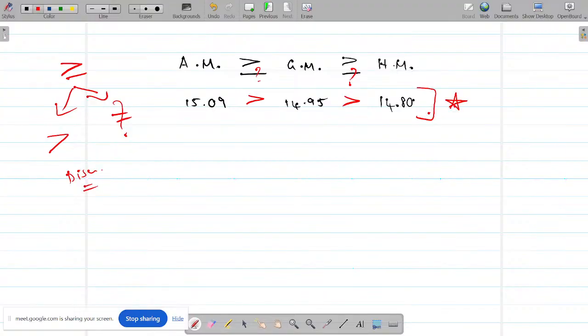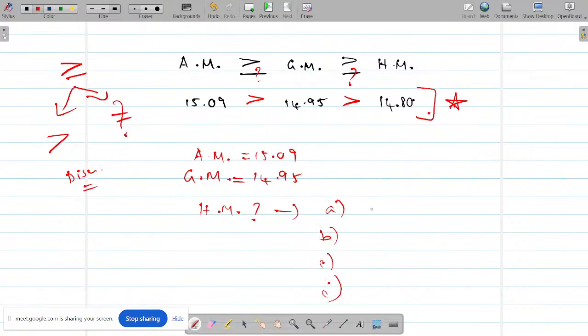Please place some important mark over there. Important in the sense of concept-wise important. So probably how your question may be asked is: an arithmetic mean value for a set of data is given to be 15.09. Geometric mean for the same set of data is given to be 14.95. What is the harmonic mean? Option A, B, C, D will be given. One value may be 14.99, one value may be 14.90, one value may be 14.98, one value may be 15.10. Which one would you answer?